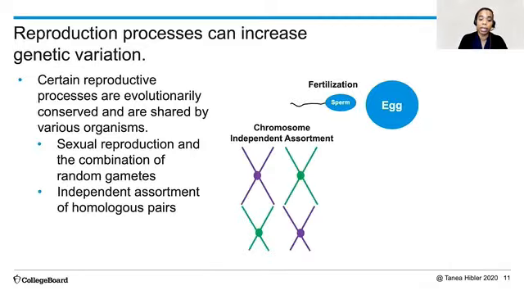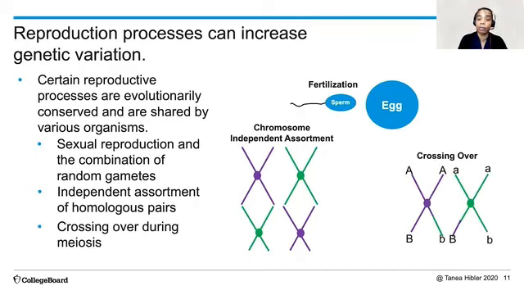We also have independent assortment of homologous pairs. You don't know which chromosome is going to line up on which side of the cell during meiosis. And so we can get all types of interesting combinations because we don't know how they're going to assort, and they're assorting independently from each other.